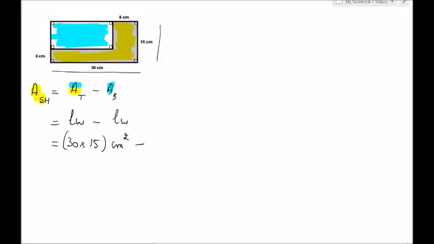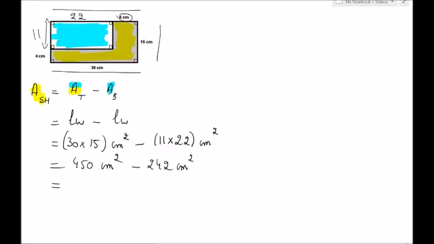The blue area, you can find the measurements quite easily. If the total amount is 30 and this is 8, this has to be 22, because 22 plus 8 is 30, and the total part is 15, this has to be 11. So the area of that blue part is going to be 11 times 22 centimeters squared. That is equal to 30 times 15, which is 450, minus 11 times 22, which is 242, if my calculations are correct. 450 minus 242 makes 208 centimeters squared. So now you have found out the area of the shaded part. This is the second option. Good luck on the exercises.